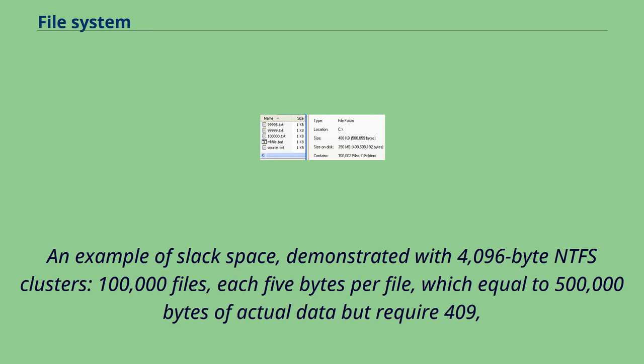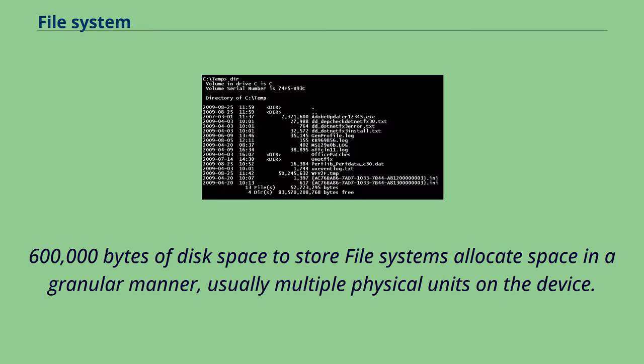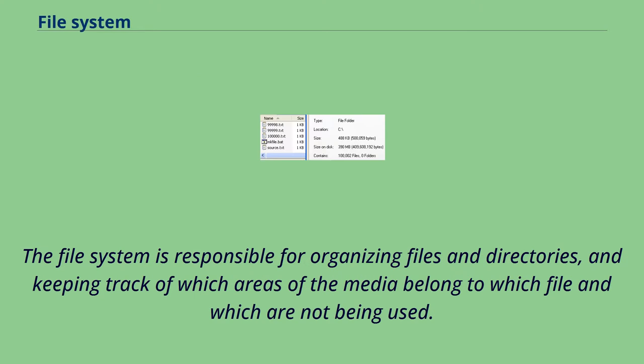An example of slack space, demonstrated with 4,096-byte NTFS clusters: 100,000 files, each 5 bytes per file, which equal 500,000 bytes of actual data but require 409,600,000 bytes of disk space to store. File systems allocate space in a granular manner, usually multiple physical units on the device. The file system is responsible for organizing files and directories, and keeping track of which areas of the media belong to which file and which are not being used.